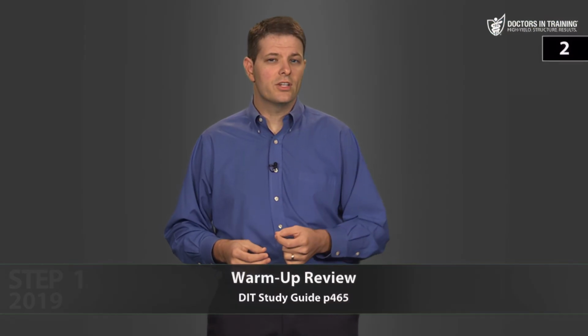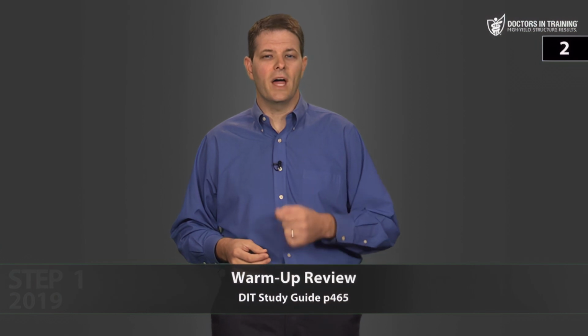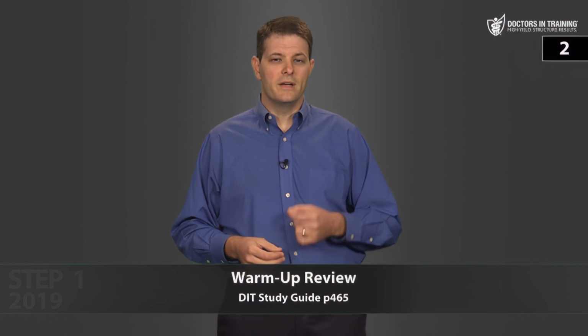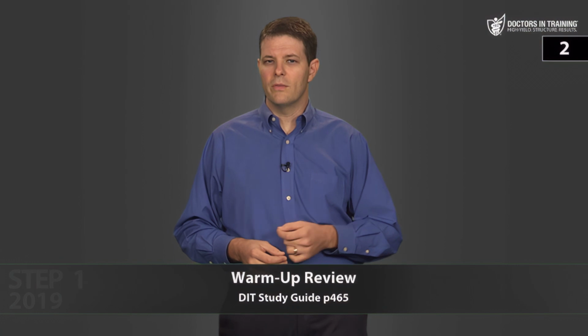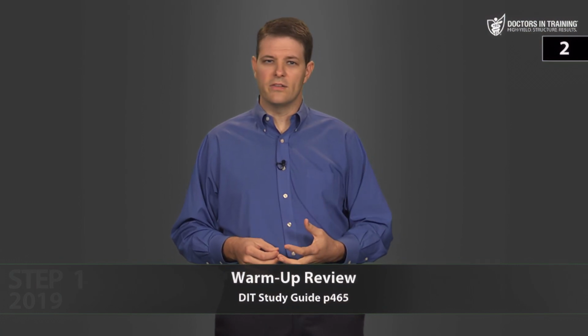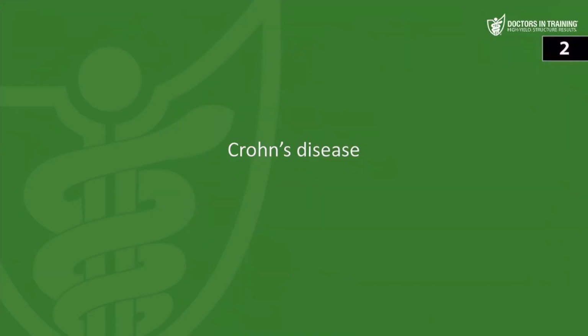Next, after losing his job, a 35-year-old man develops diarrhea and hematochezia. An intestinal biopsy shows transmural inflammation. So what's the most likely diagnosis? Well, transmural inflammation is a huge tip that you're dealing with Crohn's disease here, which can be exacerbated by stress.